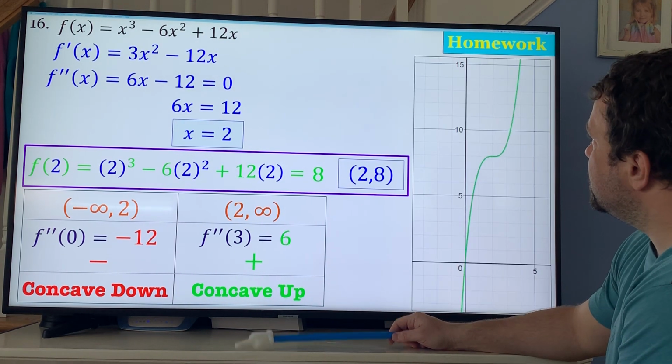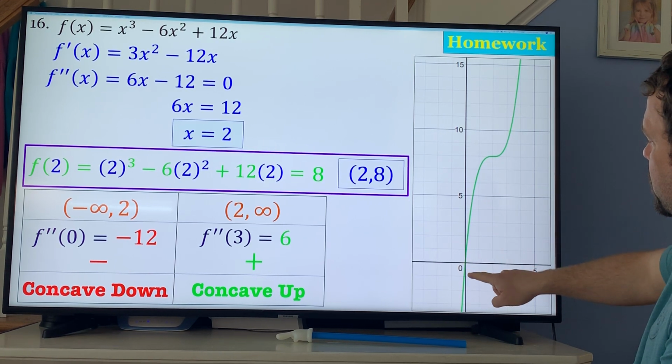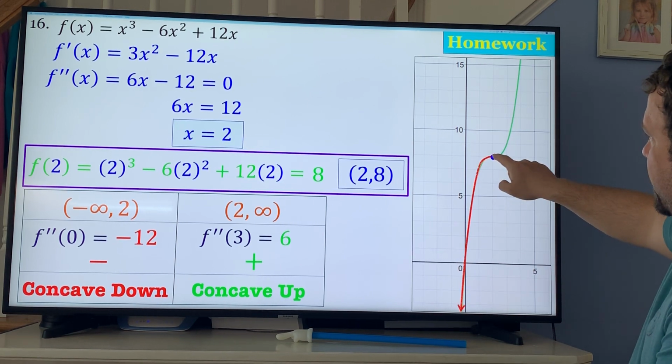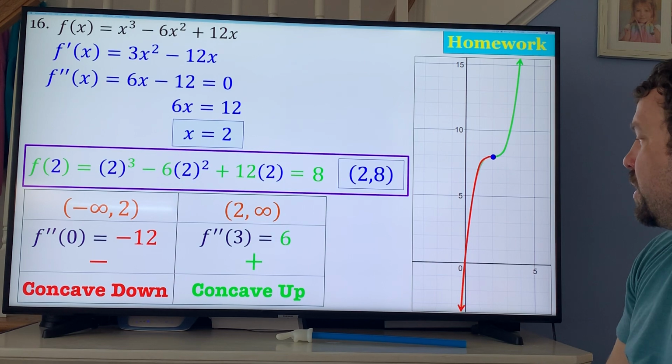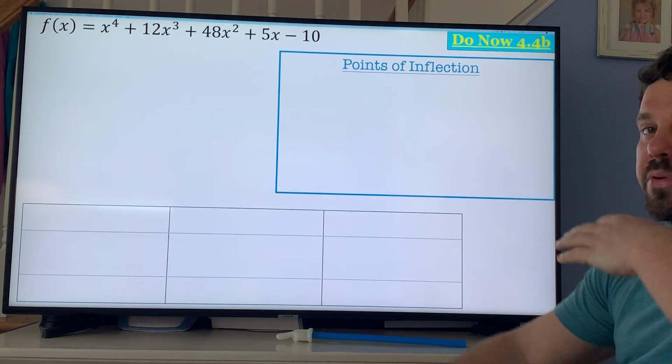10 more slides. Here's a picture of what the graph should look like. As you can see, 2 over, 8 up. There's your point. This part right here is concave down, and that part right there is concave up. All right, you're going to be making those soon. Get ready. That's going to bring everything back together.